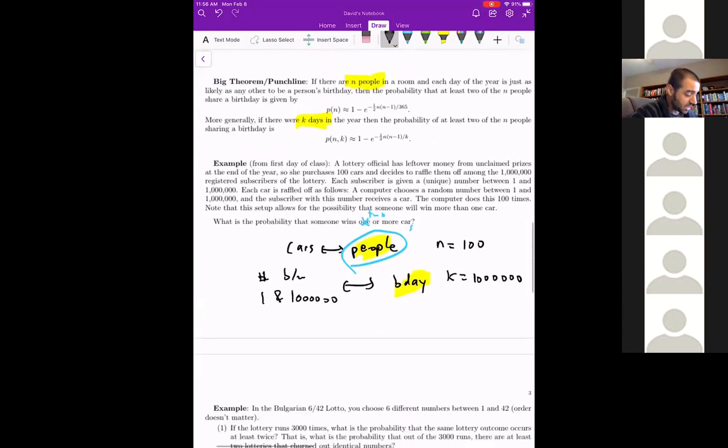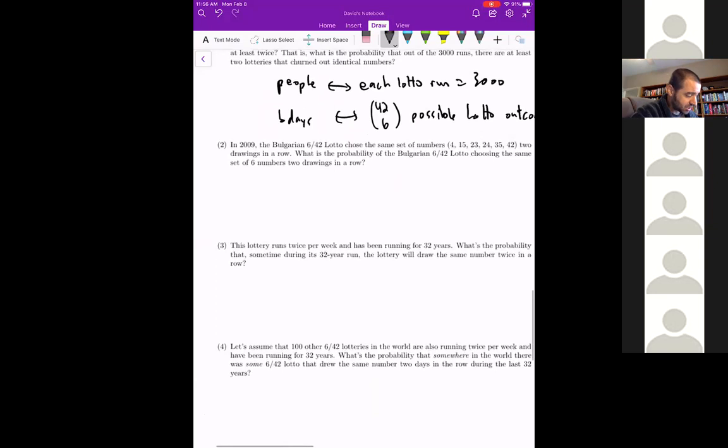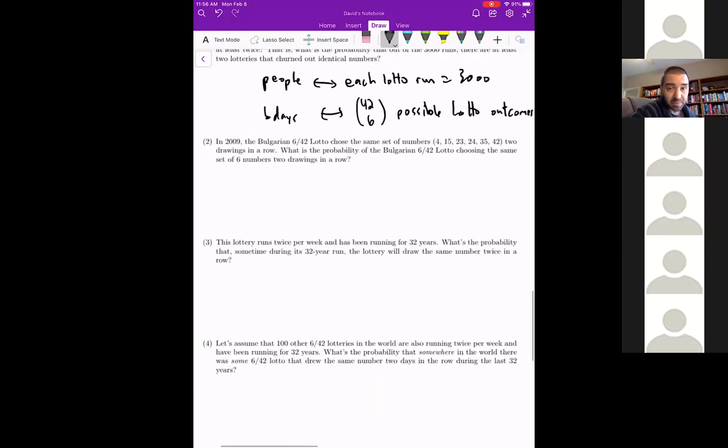You're just rediscovering what we had. So speaking of that same logic, this number 2 now, this is not a birthday problem, but you can still use the same logic, still a complementary probability thing. So let's think about this. In 2009, this lotto actually chose the same set of numbers 2 days in a row. That seems pretty unlikely, right?